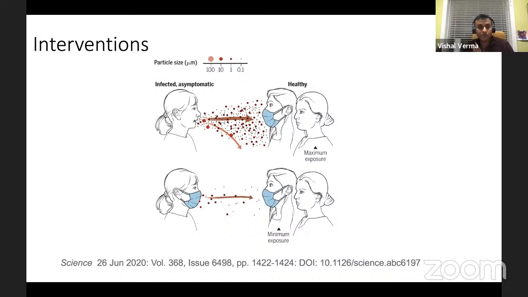This study was published in Science, and it showed how universal masking is really helpful in controlling the transmission of this disease. For example, an infected asymptomatic person who is just speaking, maybe not even coughing or sneezing, gives out a burst of aerosol. If you are in the proximity of that person and not wearing a mask, you are at maximum exposure. If you are wearing a mask, you will be somewhat protected. But the best thing would be if that person also wears a mask. This clearly shows, as Dr. Pinky Sharma also showed in her slide, how masking can substantially reduce the release of aerosol as well as droplets.